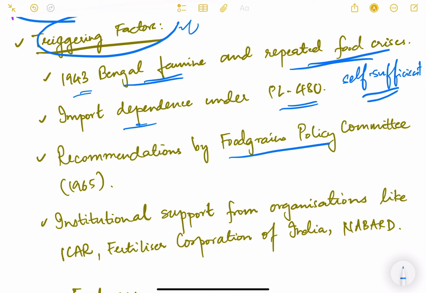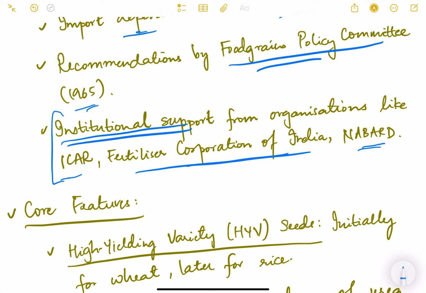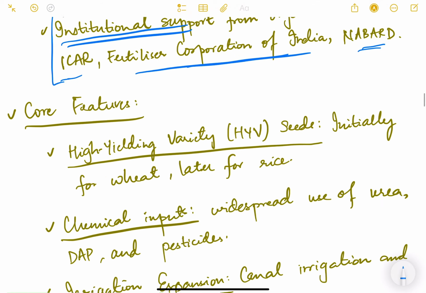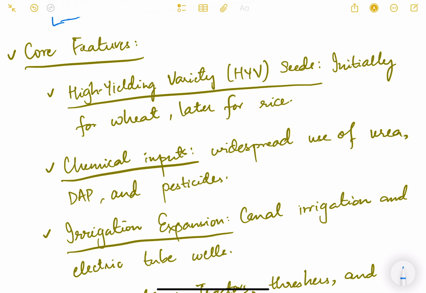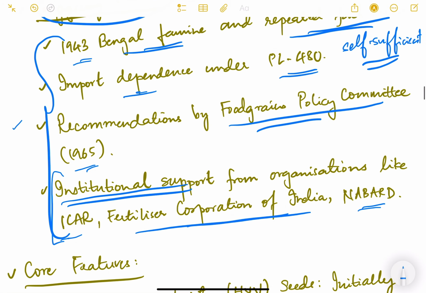Recommendations by the Food Grains Policy Committee of 1965 that we should bring about changes in technology, irrigation for our farmers so that we grow our agrarian sector. Institutional support from organizations like ICAR, Fertilizer Corporation of India, NABARD. So these institutions were also developed and they gave a lot of support for development of Indian agriculture. So these are the triggering factors for Green Revolution.